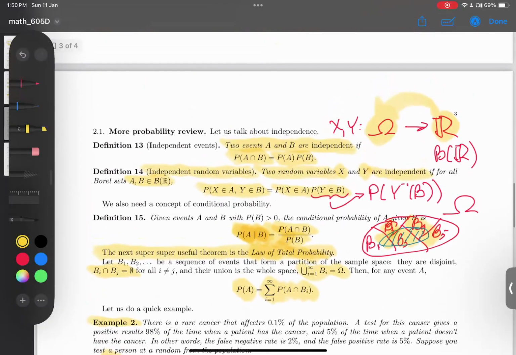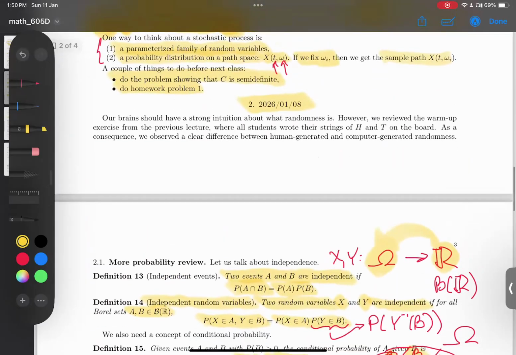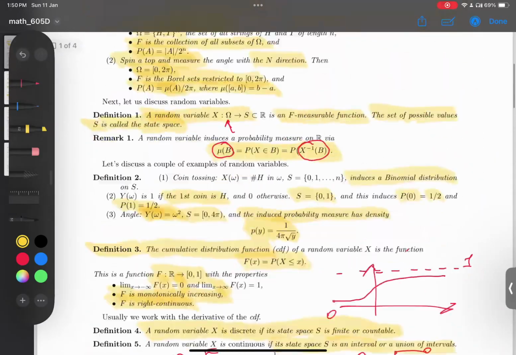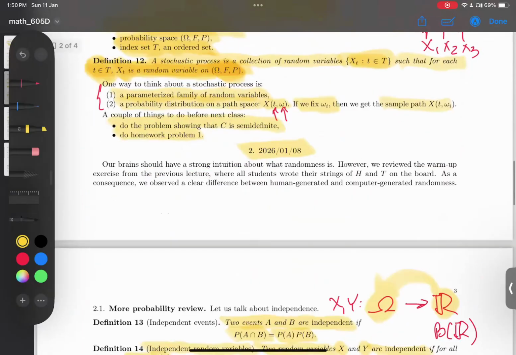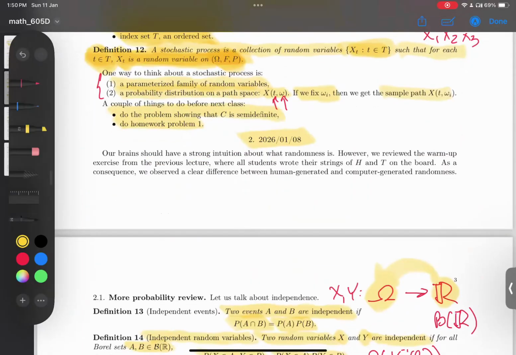After we're done reviewing some of the probability, let's take a look at the previous lecture. Here we were throwing randomly in our mind, we were trying to create a sequence of heads and tails of the coin if we're going to flip the coin 20 times. This is exactly the sequence that I created. During lecture, the goal was for us that our brains should have a strong intuition about what randomness is. That's our suspicion.